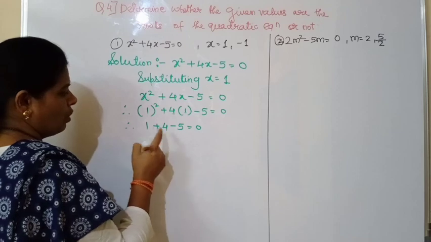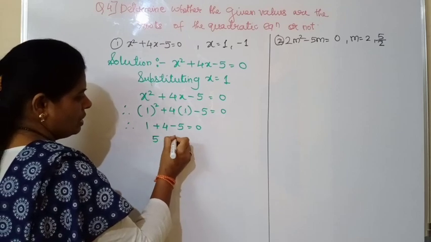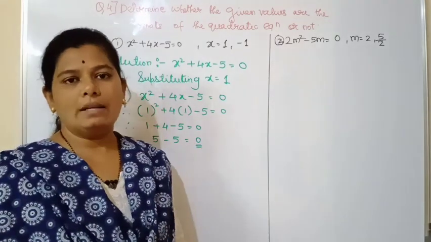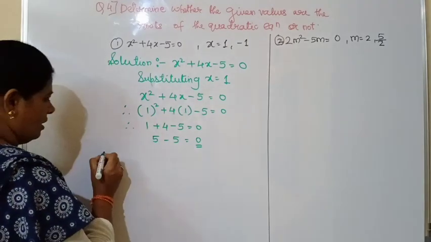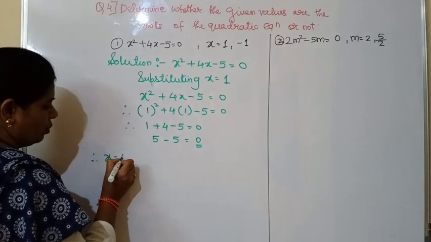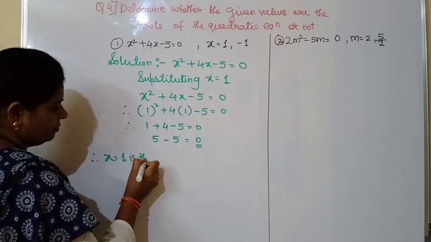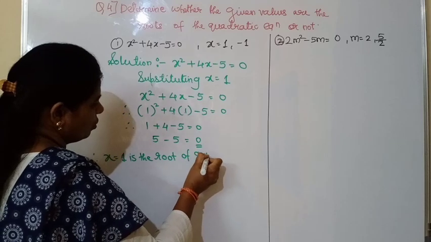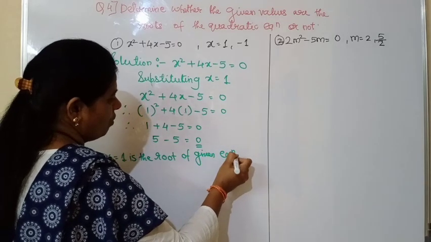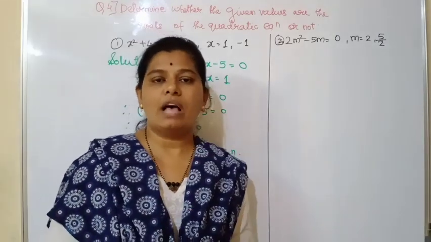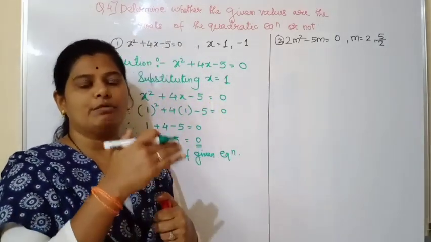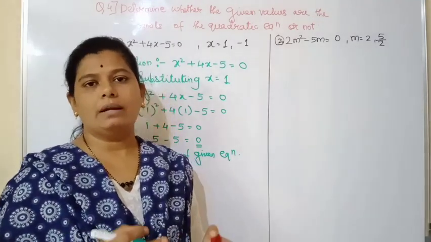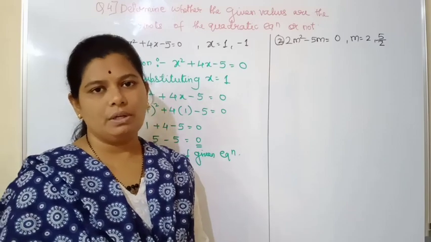So 4 plus 1 is 5, and 5 minus 5 gives you 0. So we got the value as 0. Therefore x equal to 1 is the root of the given equation. Always keep in mind, whenever you get the value as 0 after substituting and solving, we can say that the given value is the root of the given equation.